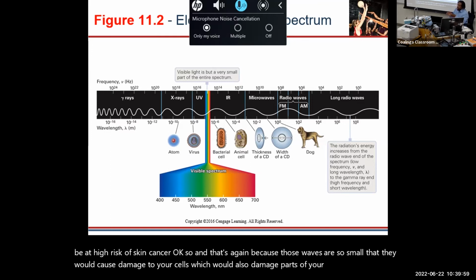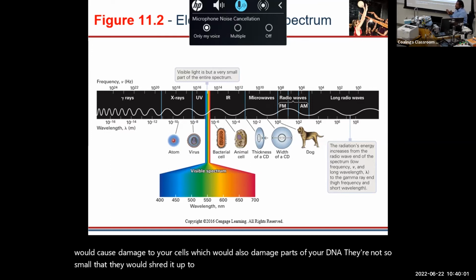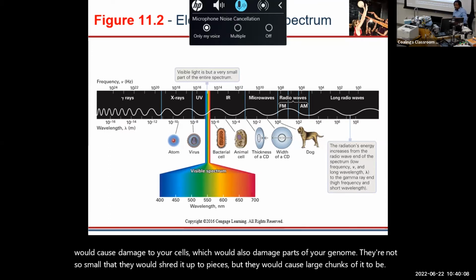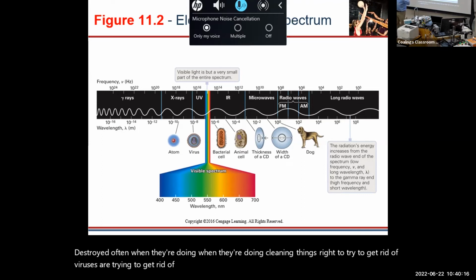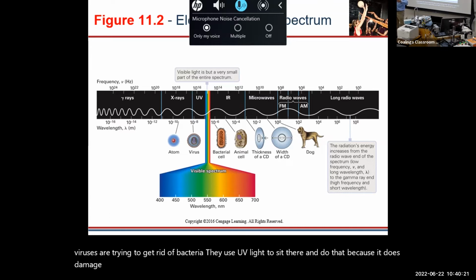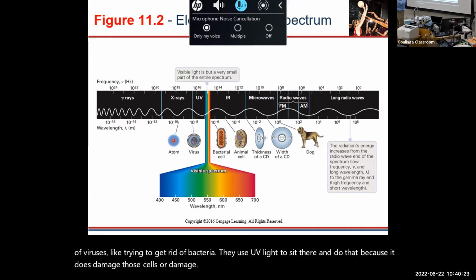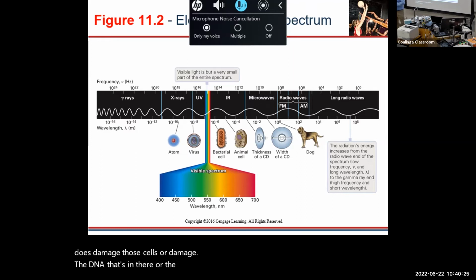They're not so small that they would shred it up to pieces, but they would cause large chunks of it to be destroyed. Often, when they're cleaning things, if they're trying to get rid of viruses or bacteria, they use UV light to do that because it does damage those cells or damage the DNA that's in the RNA. Okay. This here is the visible spectrum, right?